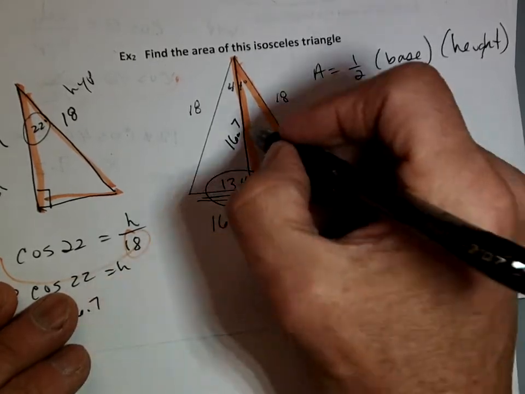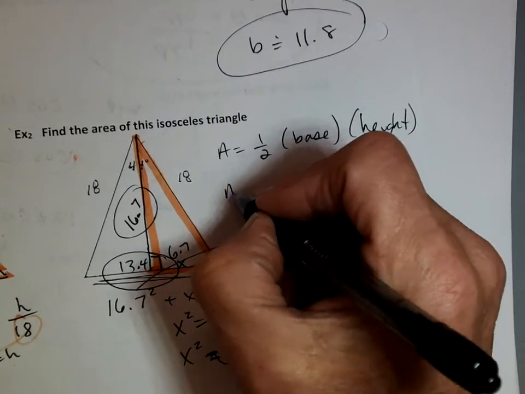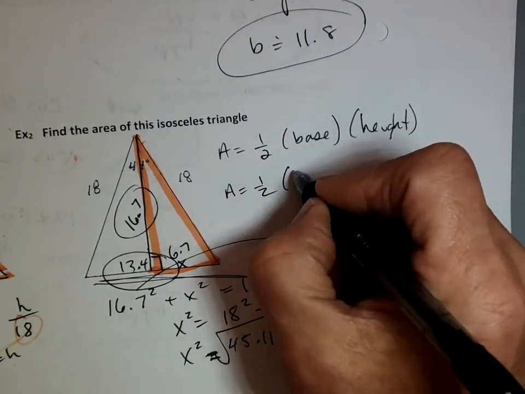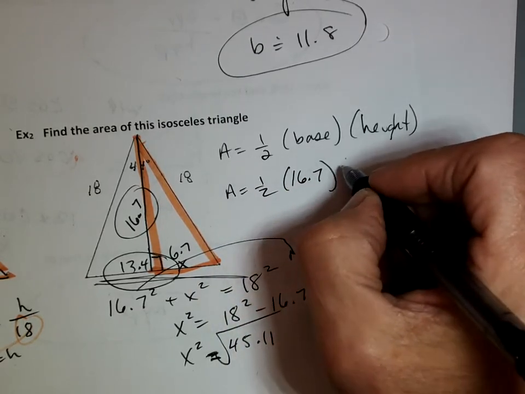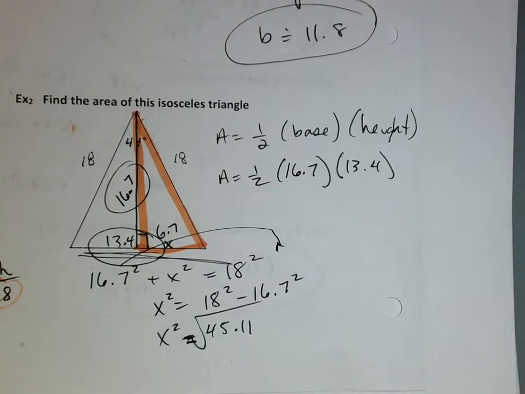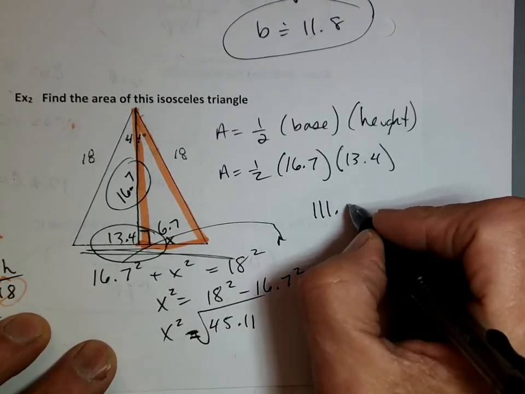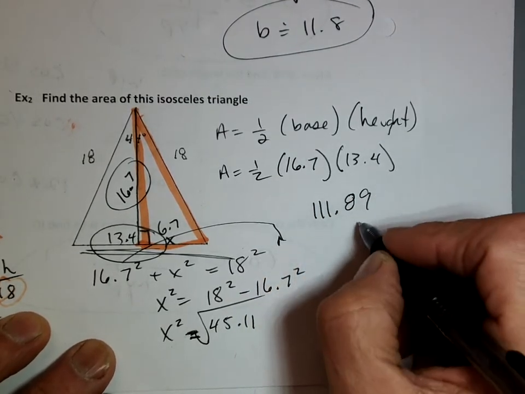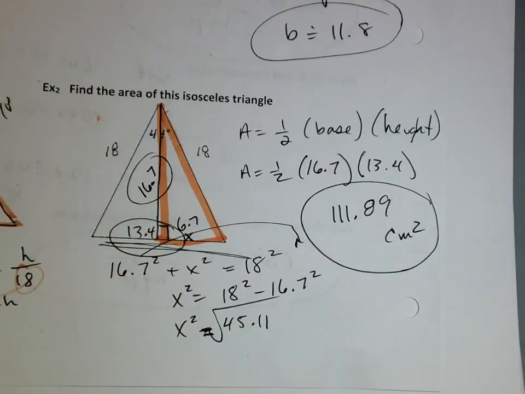Here's my base. Here's my height, right? Area is equal to 1/2 the height, which is 16.7, times the base. Whoops, I got these backwards. It won't matter, though. 13.4. So 0.5 times 16.7 times 13.4, and I get an answer of about 111.89. And that'd be in centimeters squared because it's area. Okay? All right, that's all I have.